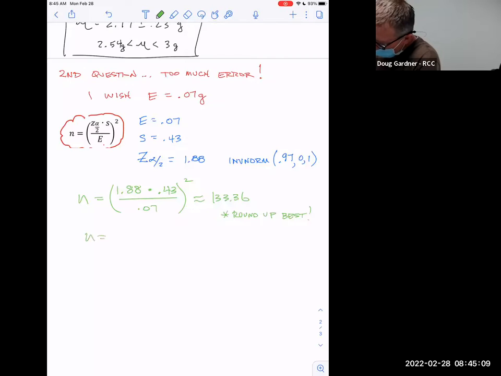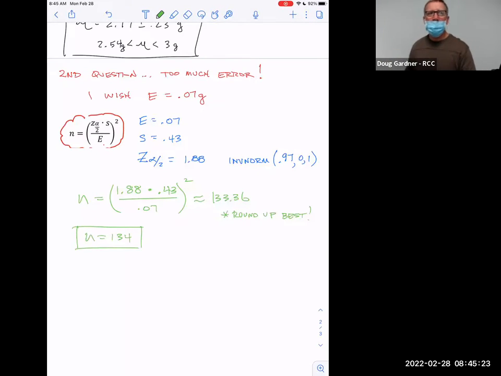So you would report, cool, you didn't weigh enough of these things. Go back and weigh 133 of them, 134 of them, and then you'll get a much more satisfying error.